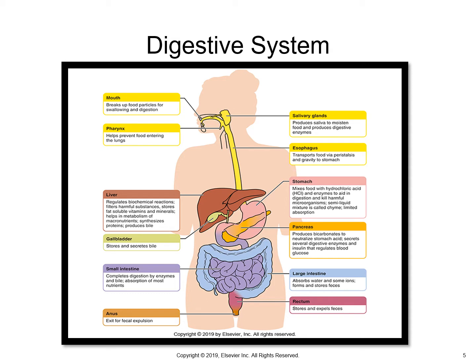Then it'll pass into the small intestine, which completes the digestion by enzymes and that bile that's placed into the system at the duodenum. Absorption of the majority of our nutrients occurs in the small intestine. We'll talk more about that as we move through this PowerPoint. But we go small intestine, then large intestine, and at the large intestine, water is absorbed from that product. And some ions, it forms and stores the feces, and then it is held in the rectum until it's expelled through the anus.